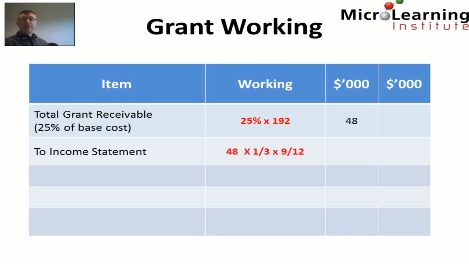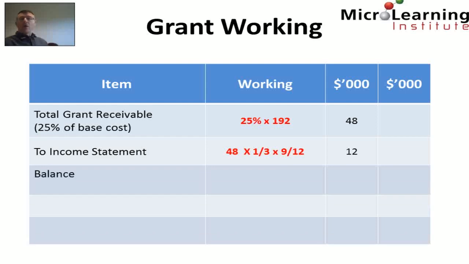Now, to the income statement in the year, we recognize 1/3 of that, because this piece of plant is being depreciated on a straight line basis over 3 years. But of course, there's not a full year because we didn't acquire the plant until the 1st of July 20X6, so we have to time apportion the income. This nets out at $12,000 being recognized in the income statement, which leaves an outstanding balance on the grant receivable of $36,000.